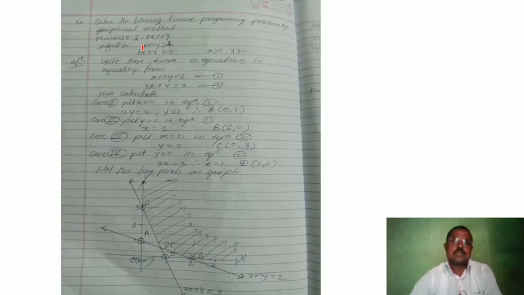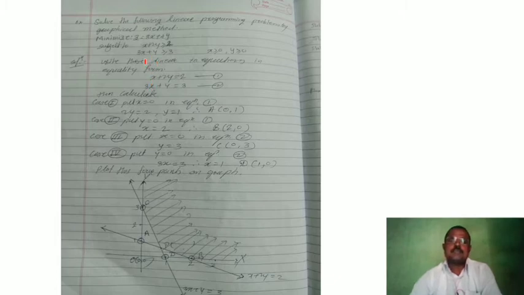Now see, in this place, z is equal to 8x plus 4y is the objective function. These two, x plus 2y greater than or equal to 2 and 3x plus y greater than or equal to 3, are the constraints, and x greater than or equal to 0, y greater than or equal to 0 are the non-negativity conditions. Then we have to minimize this solution. First write these linear inequations in the equality form.